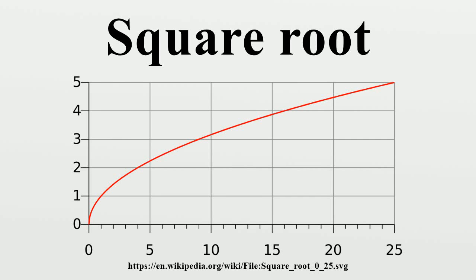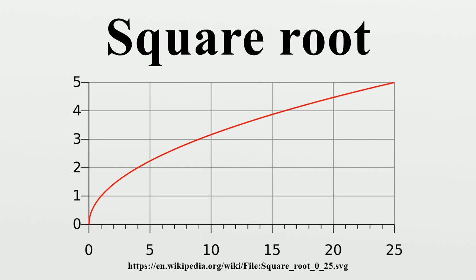In mathematics, a square root of a number a is a number y such that y² equals a, in other words, a number y whose square is a. For example, 4 and -4 are square roots of 16 because 4² equals (-4)² equals 16.